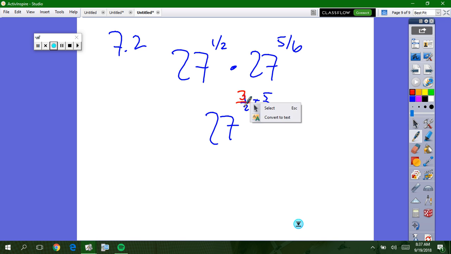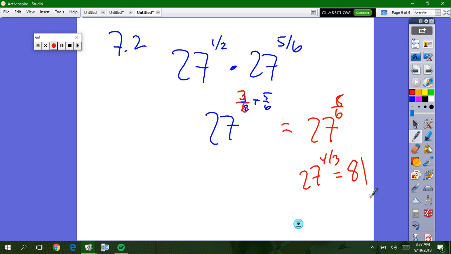This is 3/6. Does everybody understand how I got 3/6 from a half? So what is this equivalent to? 27 to the 8/6, which we don't like 8/6, do we? Right? Which is what? 4/3, which is 81. How did I get 81?